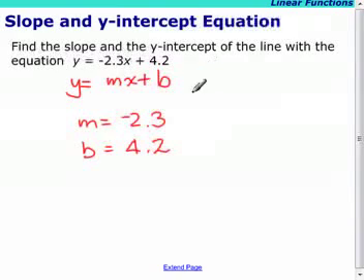Done. One thing with the slope, which you don't have to do, but typically a slope is written as a fraction, so a numerator over denominator. If I wanted to, I could rewrite that as negative 23 over 10. Those two would be the same. But it doesn't matter. You can write the slope as a decimal or as a fraction.